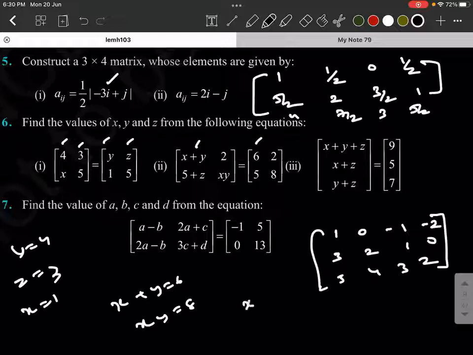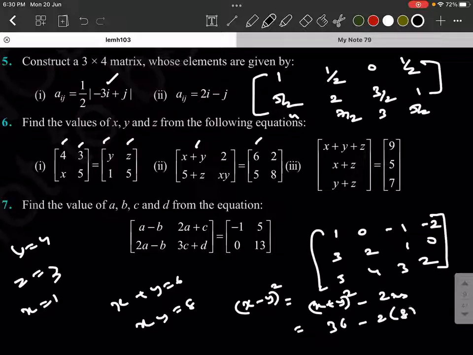Then it's okay. So the way to find is (x minus y) the whole square will be equal to (x plus y) the whole square minus 4xy, correct? So 36 minus 4 into xy, which is 8. So x minus y will be equal to plus or minus 2. Okay, you will get both.